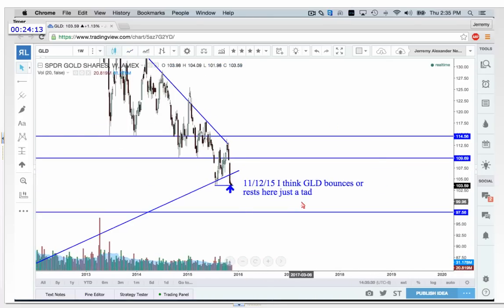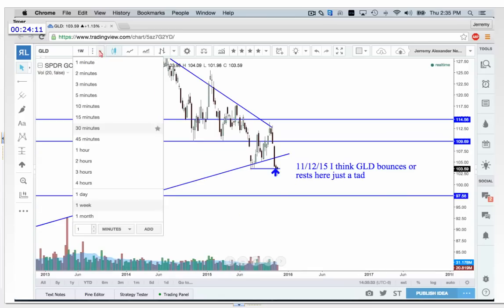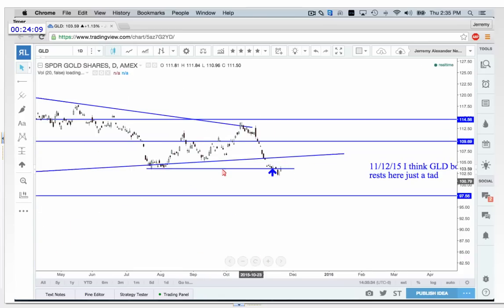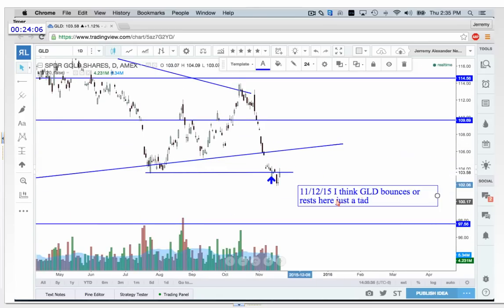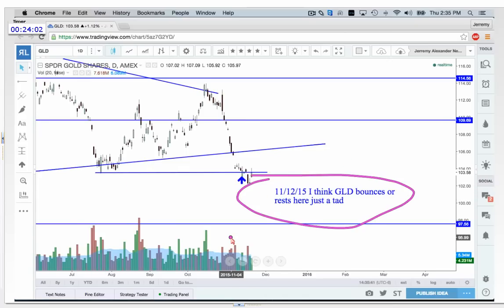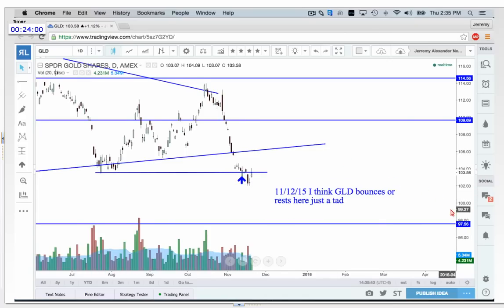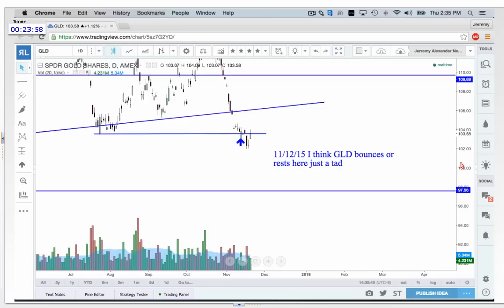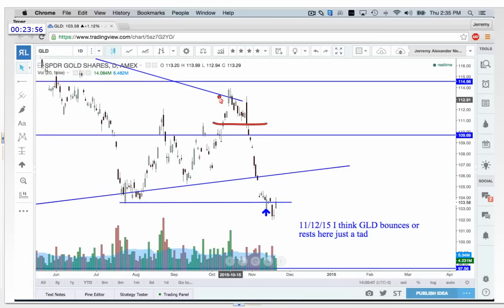So I'm actually slightly bearish on gold. We have some trends and some angles coming in here, but if I come in here to a daily chart on ticker symbol GLD, this is a little arrow based on this support. That said, I think gold bounces here or rests just a tad. Why do I say that?